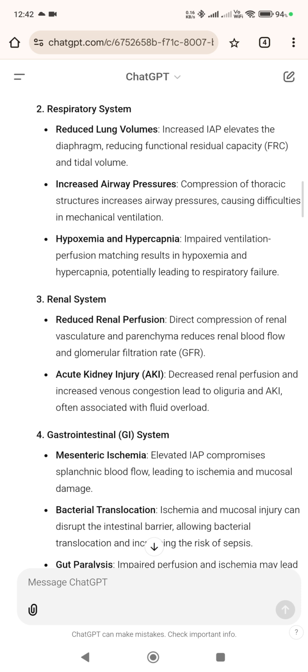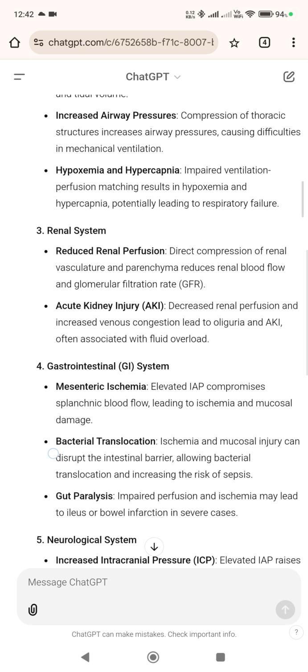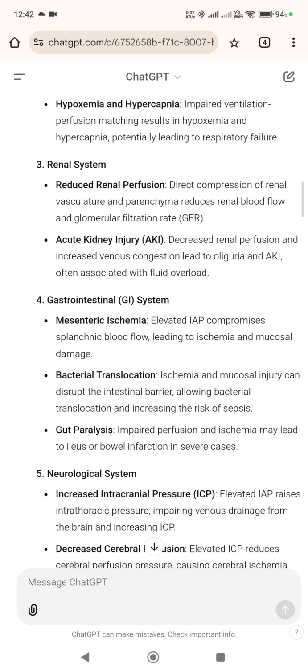Increased airway pressures. Compression of thoracic structures increases airway pressures, causing difficulties in mechanical ventilation. Hypoxemia and hypercapnia. Impaired ventilation-perfusion matching results in hypoxemia and hypercapnia, potentially leading to respiratory failure.